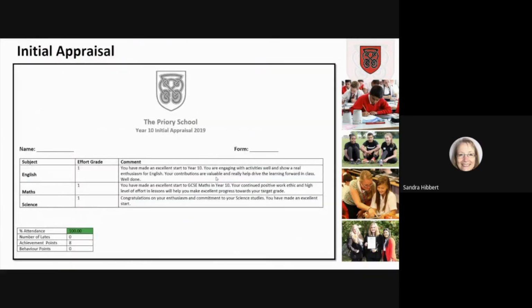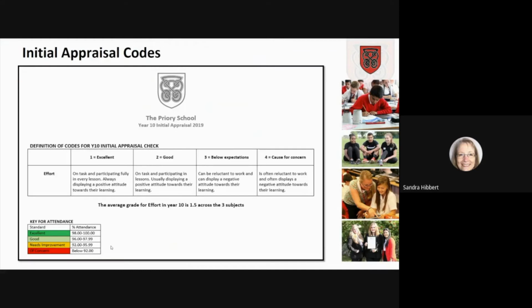So this is an example of initial appraisal from one of our current Year 11 students. This child was in Year 10 last year, and you can see their effort grades for English, Maths and Science. A comment will be made from your child's teacher in those areas, and also some other data, attendance data, achievement points, behaviour points. And on the back of the initial appraisal, you've just got a code which explains what the 1, 2, 3 and 4 means.